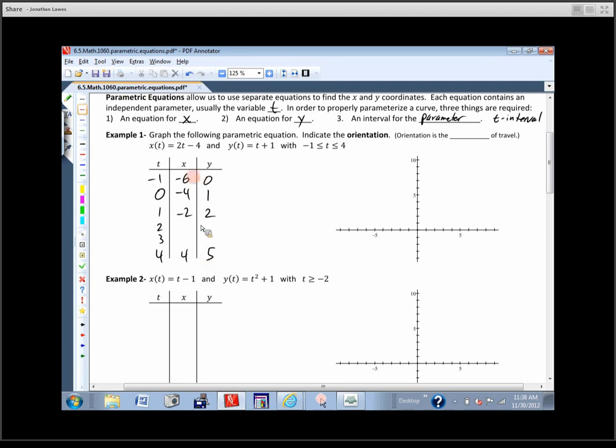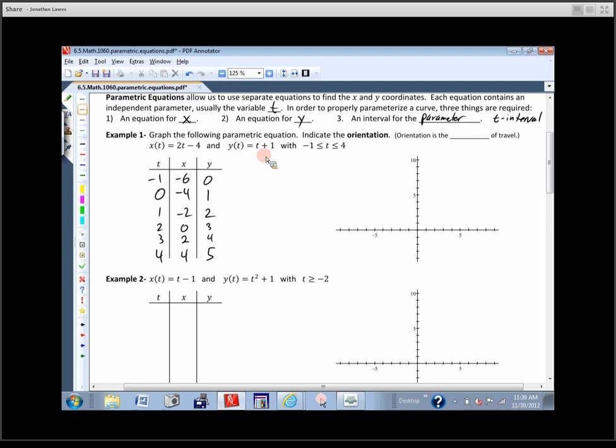Now we can kind of notice a pattern here. What's happening with the x's? They're getting bigger by 2 every time, right? So this next one is going to be 0, and this would be 2. Let's just double check and make sure that one's right. If I plug in a 3, I get 6 minus 4. That's going to be a 2. This one looks like it's adding 1 every time, so this is going to be 3, and this is going to be 4. Again, let's check this one right here. If I plug a 3 in, I do get 4.